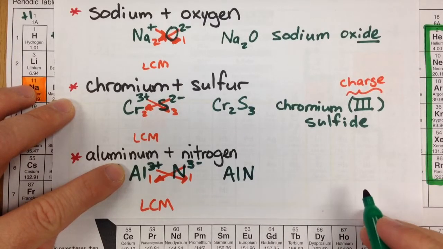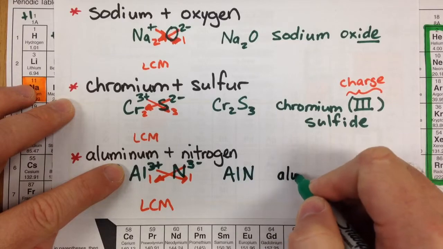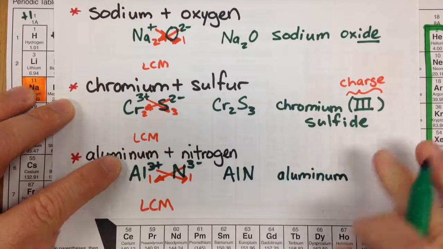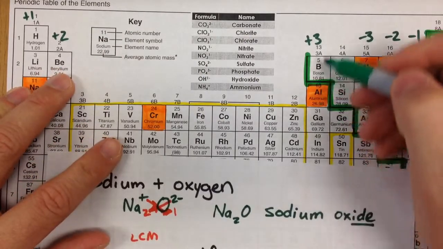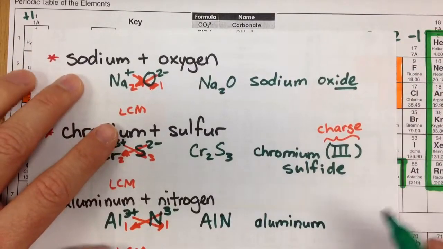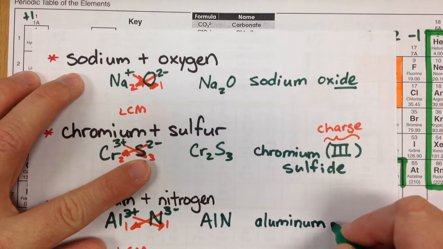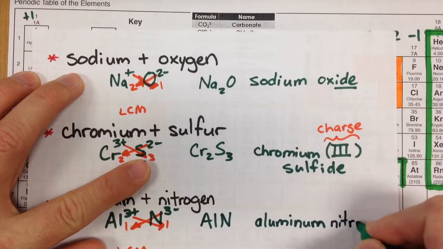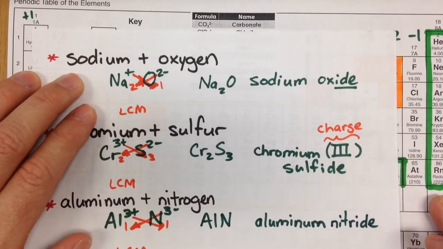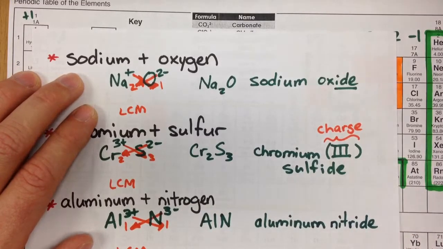Pretty simple and straightforward. And the name here would be aluminum. Remember, aluminum is not a transition element, so there's no need for a Roman numeral. And now it's nitrogen, so instead of nitrogen, we'll write nitride. All right, nitride, because we're replacing that suffix with the suffix IDE.